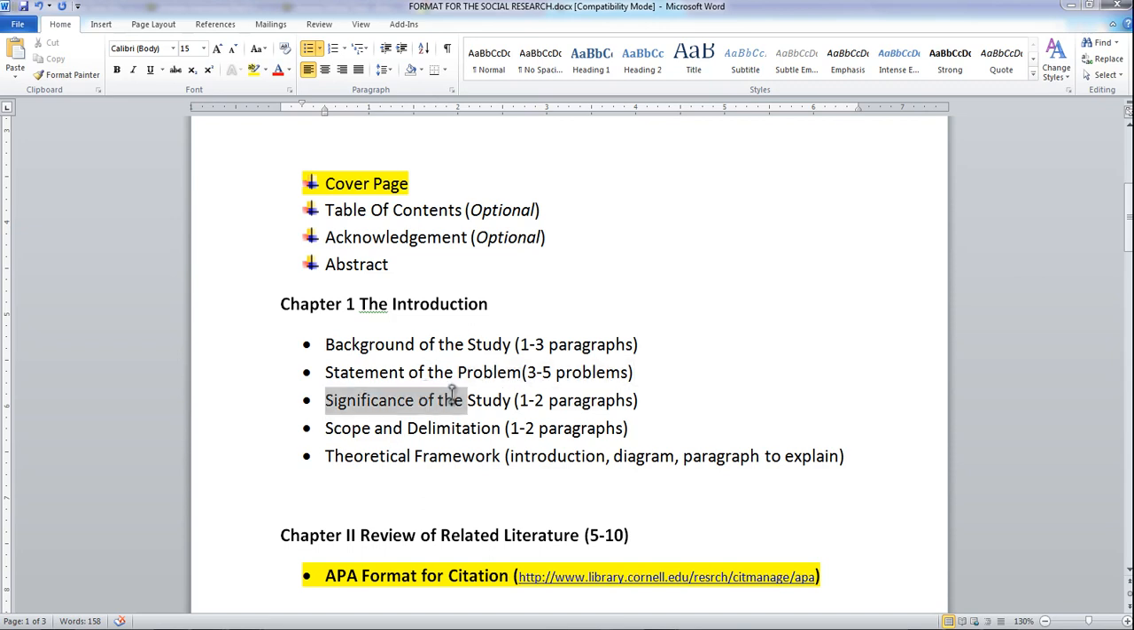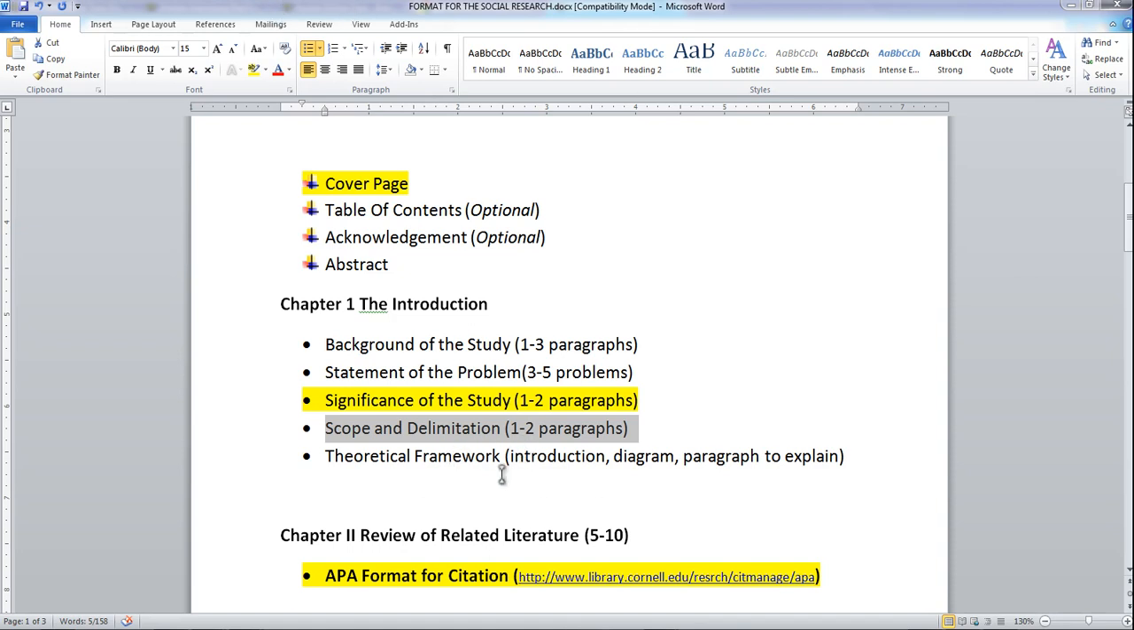We also have the significance of the study, 1 to 2 paragraphs. Scope and delimitation, 1 to 2 paragraphs. Significance of the study, again, this part emphasizes what is the key contribution of your study. Will it provide baseline knowledge? Would it provide a foundation for other researches? For scope and delimitation, basically this talks about what are the aspects that you are going to focus on, what are the things that you want to take on in your study, or what are the things that you won't be including in your study.